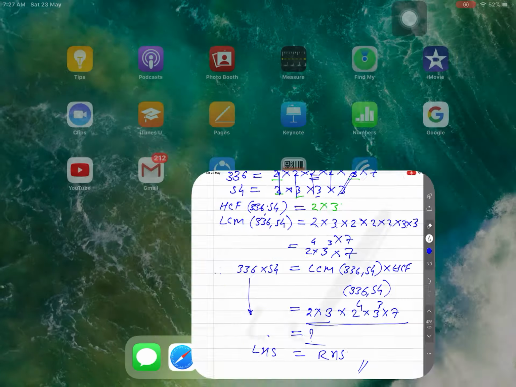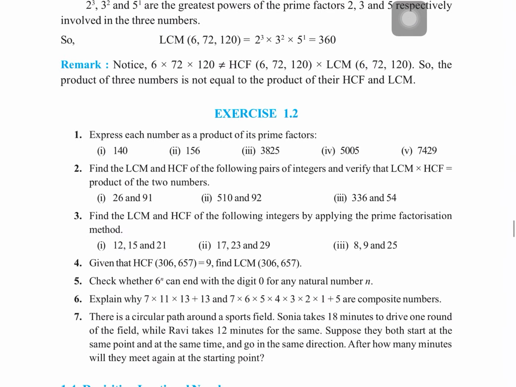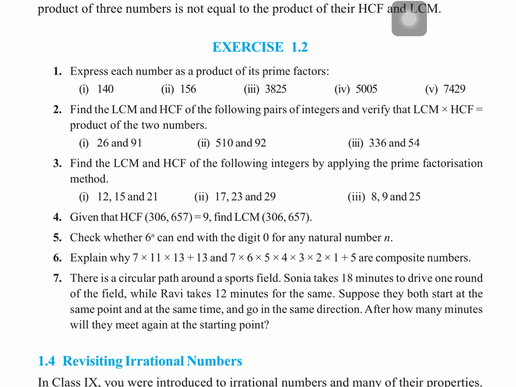Please go to the NCERT textbook. You have seen that these are very easy questions, but not easy sums. Things are easy, but they become easy when you appreciate them, when you attend to them. See question number 3 also. Find the LCM and HCF of the following integers by applying the prime factorization method. I hope you can solve.